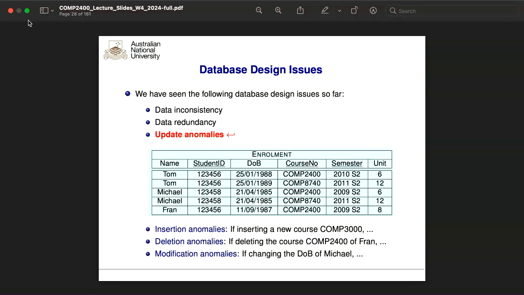Similarly, if we want to change the date of birth of Michael, in this case, Michael has several records. If we only change one of them and forget another one, then we will have a data inconsistency issue. So those are the problems quite likely to happen in the relational data model because we have a table. Like Alice said, it's flat, and that could have all sorts of issues.